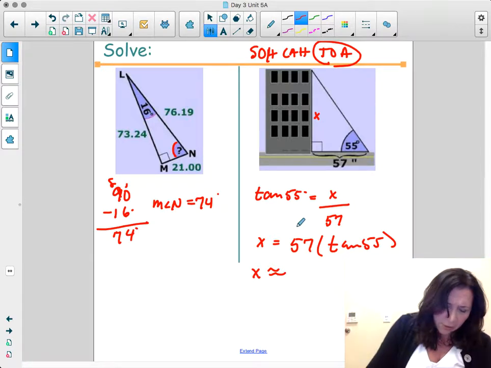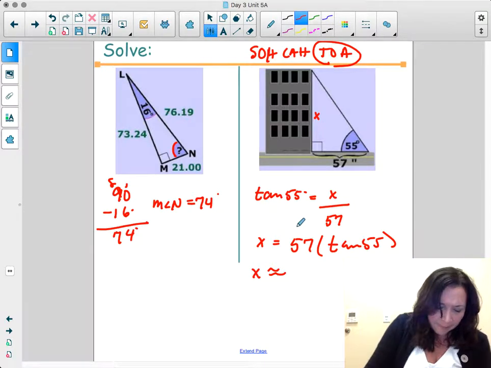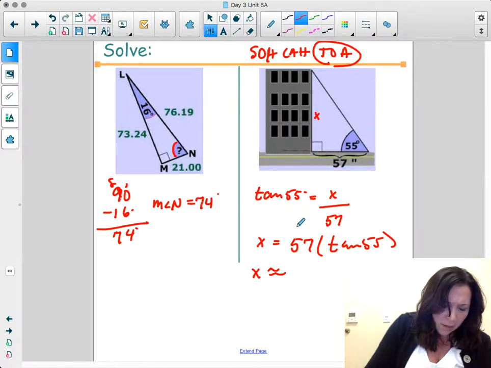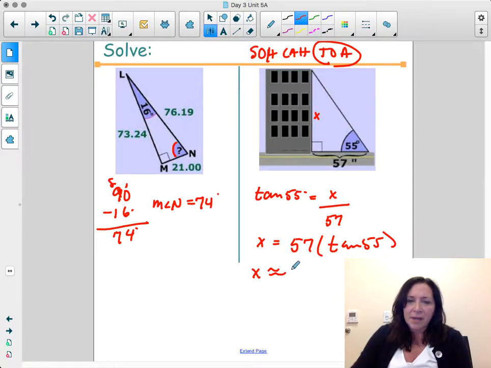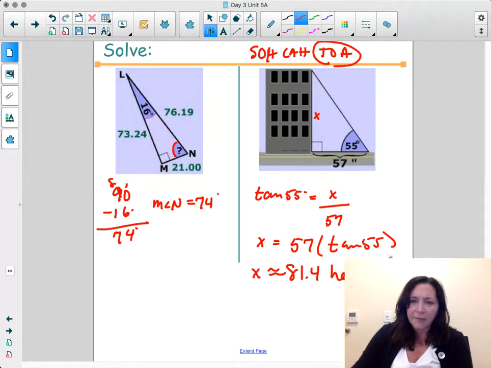With a calculator, I'm going to go 57 times tangent of 55, and I get 81.4. So that means that 81.4 is my height of the building. Okay?